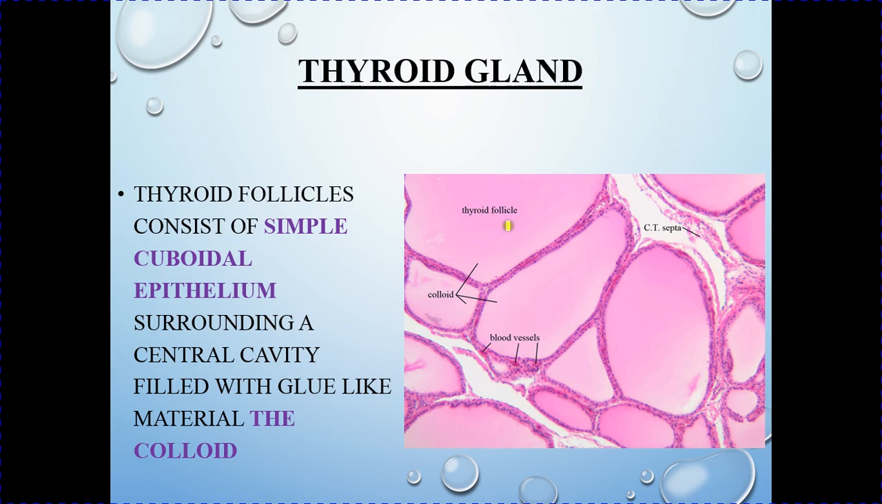Now these thyroid follicles are made up of a simple cuboidal epithelium. Their lining is of simple cuboidal epithelium. The word simple means single layer and cuboidal means cube-like cells. So a single layer of cube-like cells surrounding a central cavity which is filled with a glue-like material called colloid. So if I ask you what you mean by thyroid follicle, you will say that it is a colloid-filled cavity which is lined by simple cuboidal epithelium. This structure is called thyroid follicle, and a thyroid gland is made up of millions of thyroid follicles.